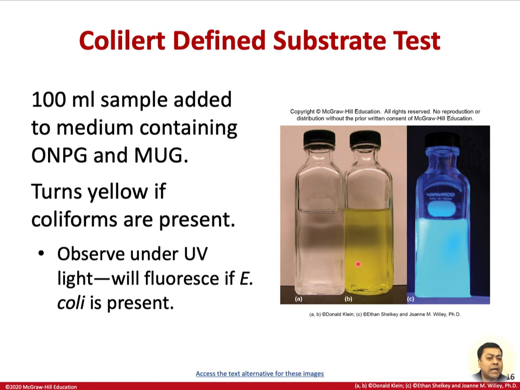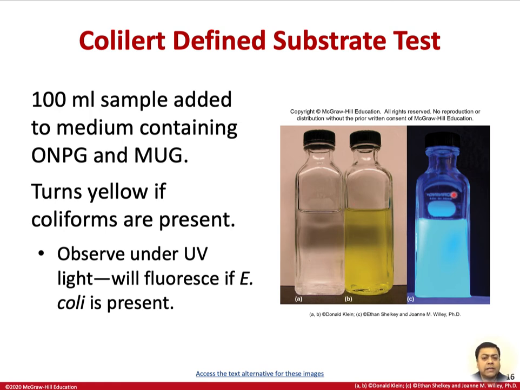So all the coliform, including the E. coli, will have this beta-galactosidase. So if the E. coli is present, the ONPG is going to be used as a substrate, and the E. coli enzyme, the beta-galactosidase, will convert the ONPG to orthonitrophenol. And this orthonitrophenol does have a yellow color. So presence of this yellow color indicates that there is a coliform contamination in that water.